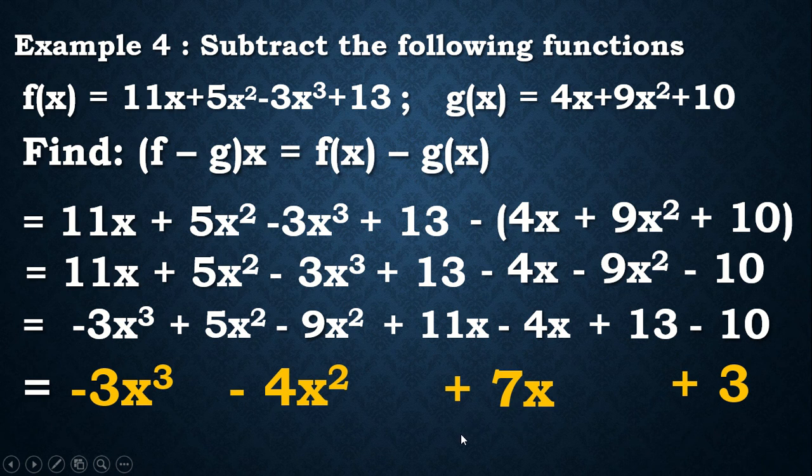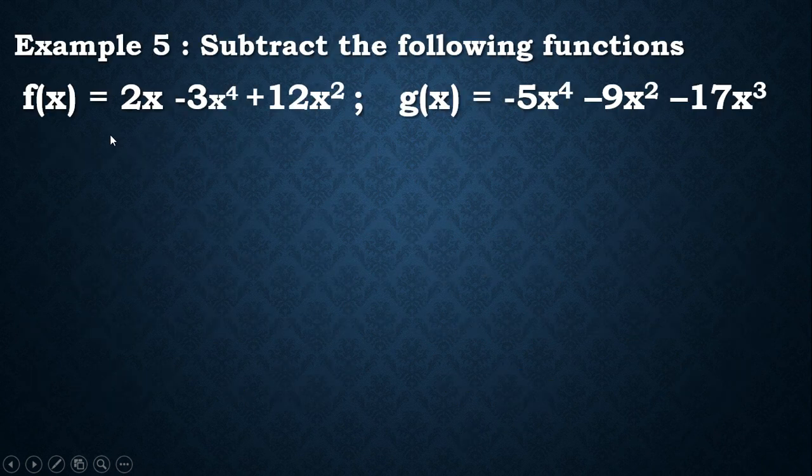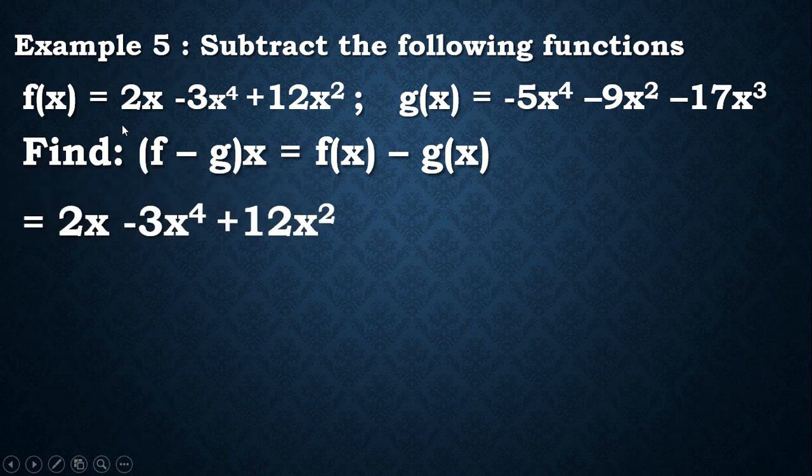How about example number 5? Subtract the following functions. F of x is equal to 2x minus 3x to the fourth plus 12x squared. G of x is equal to negative 5x to the fourth minus 9x squared minus 17x cubed. Still, we have to find the quantity of f minus g of x, that is equal to f of x minus g of x. So we have to copy the f of x, which is 2x minus 3x to the fourth plus 12x squared.